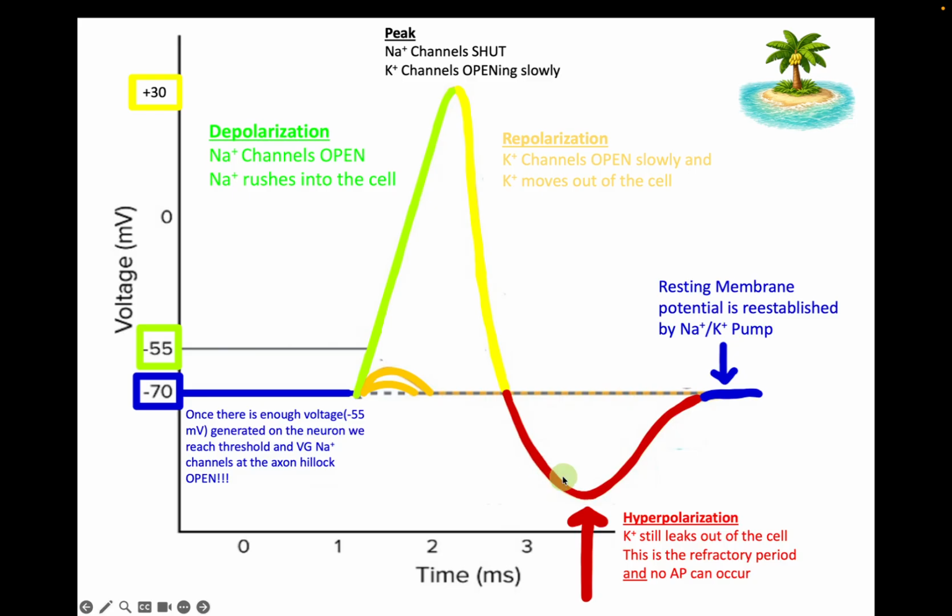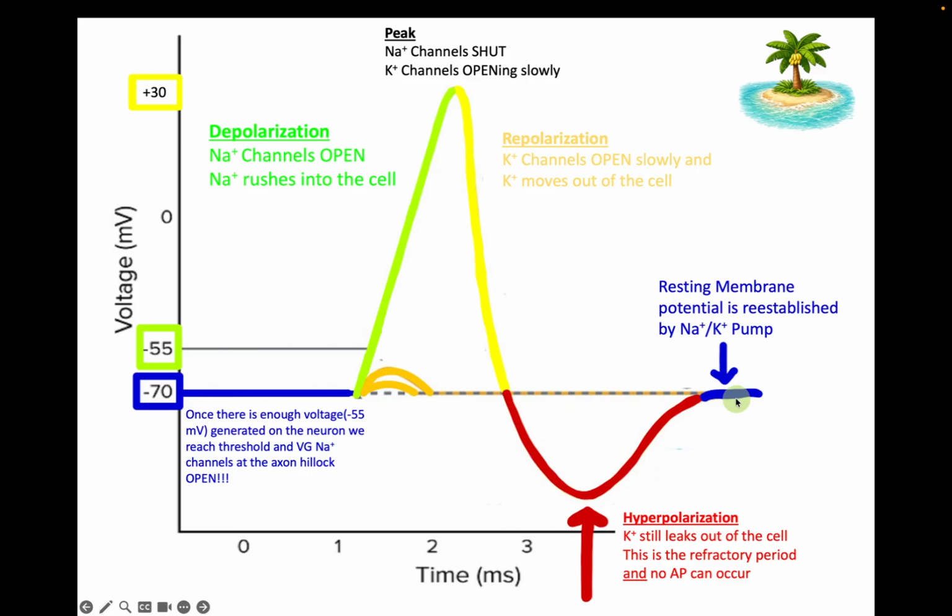Because if we surpass negative 70, we can no longer get another action potential at that neuron. And that's a problem. We can't just get one signal and we're done for the day, right? We need multiple signals multiple times a day, like infinite. So we've got to fix this. In this period where we're beyond resting, this is called hyperpolarization, right? We're beyond polarized. And this is again because potassium is still leaking out of the cell, causing this refractory period. And that means no action potential can occur until here.